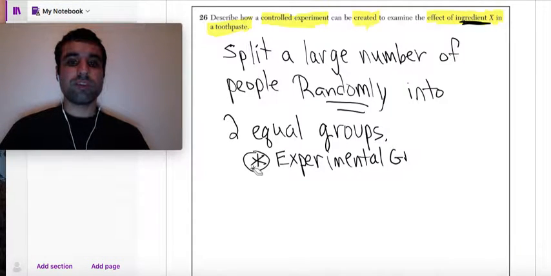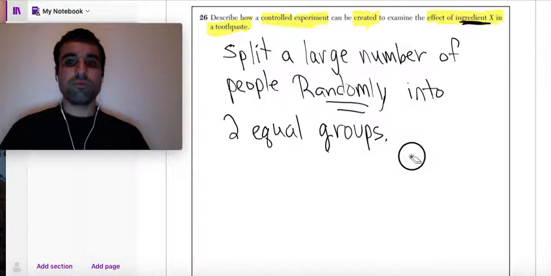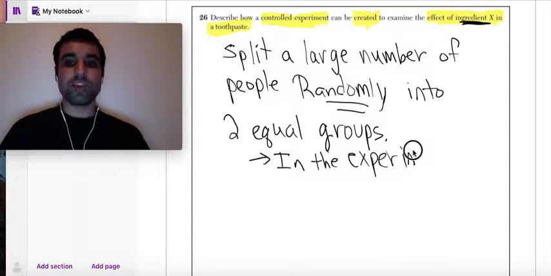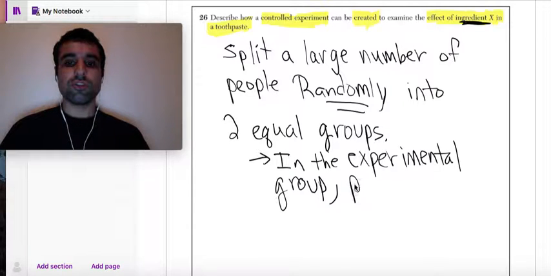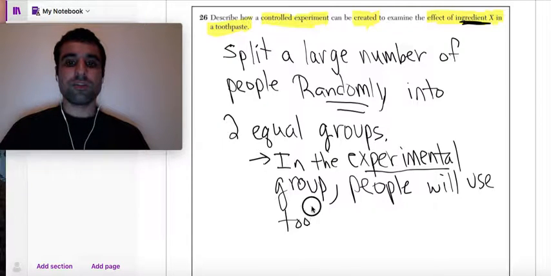Here, let's write a complete sentence. So in the experimental group, that's the first one. Well, so I'm going to put a bullet point. In the treatment group or experimental group, they mean the same thing. Those are the people that get treatment. And what is the treatment? Ingredient X. So people will brush their teeth or use toothpaste with ingredient X. So in the experimental group, people will use toothpaste with ingredient X.